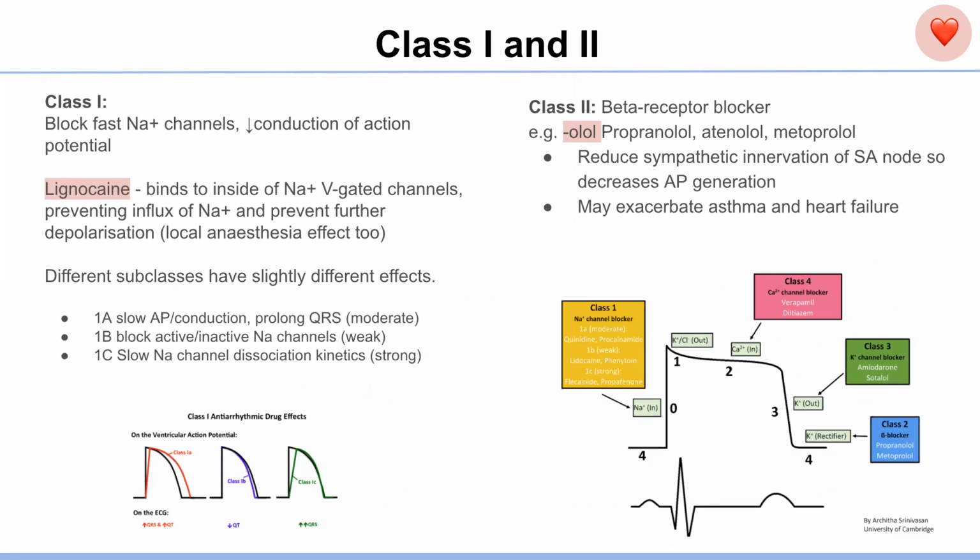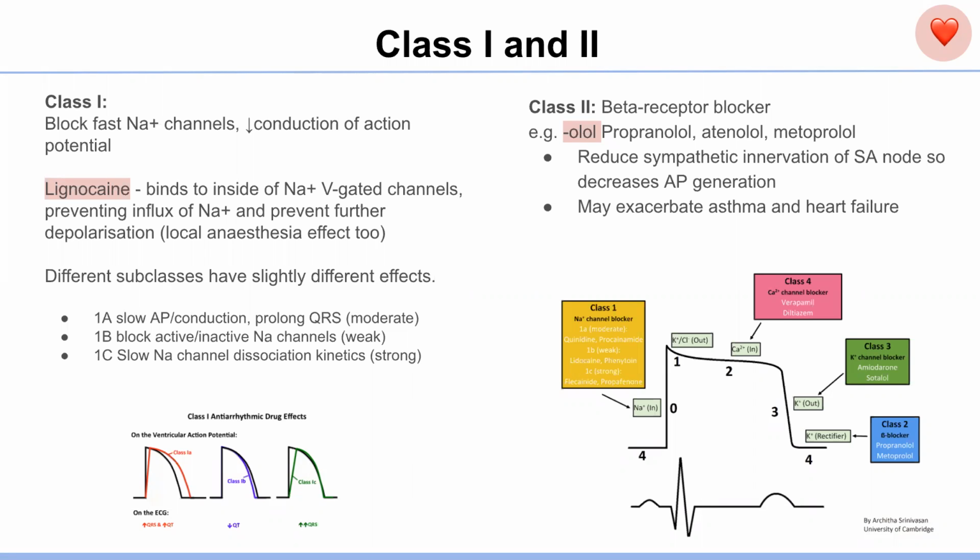So it slows down the conduction of action potentials. And there are a few subclasses. Lignocaine is a type 1B. Honestly, there's really no need to know the subclasses, but what it does is bind to the inside of sodium voltage gated channels and prevent the influx of sodium. If this sounds familiar, it's because it's also one of the local anesthetics we talked about earlier.